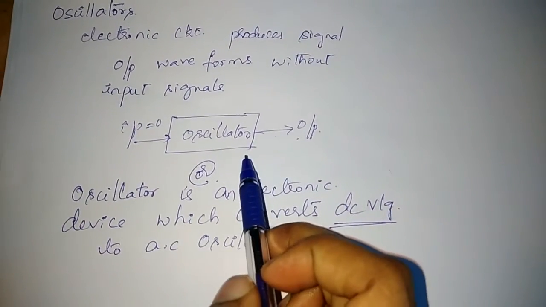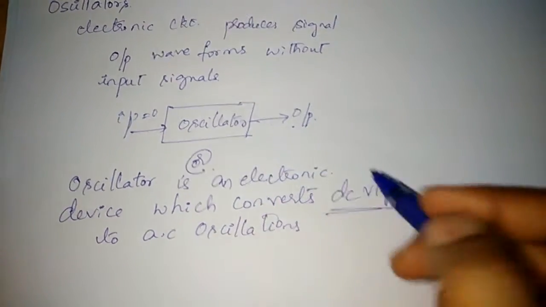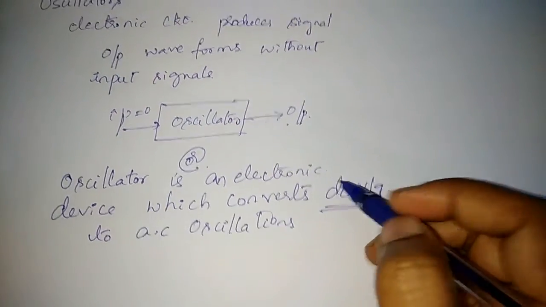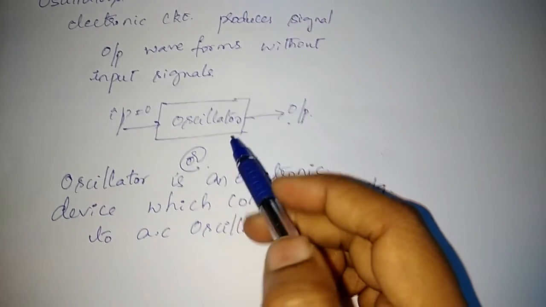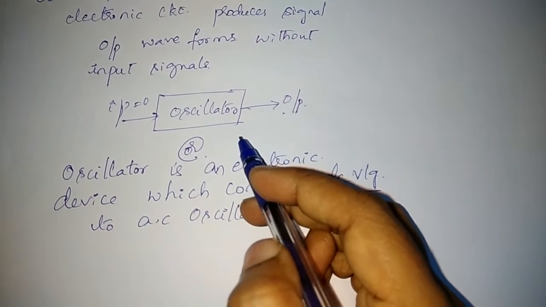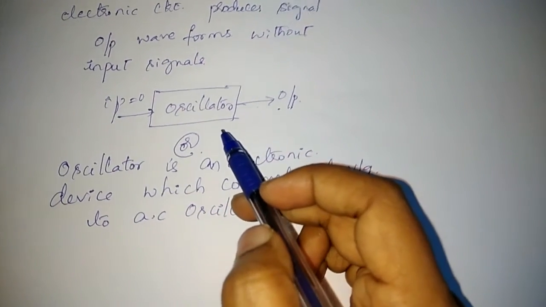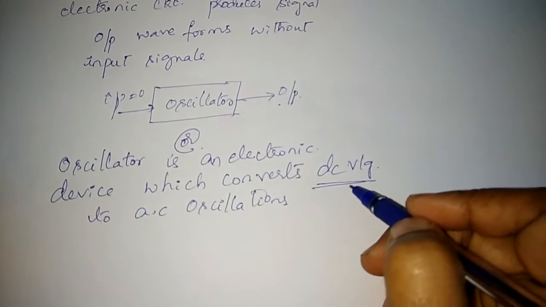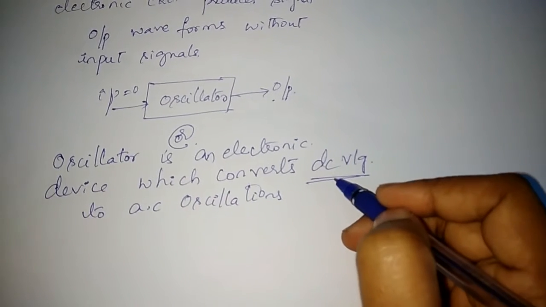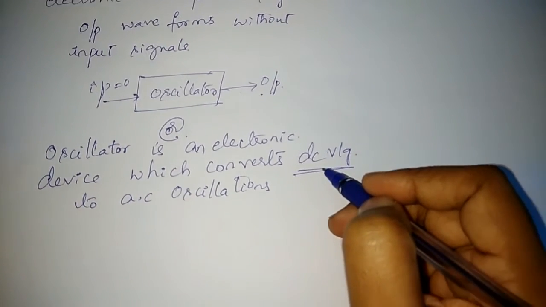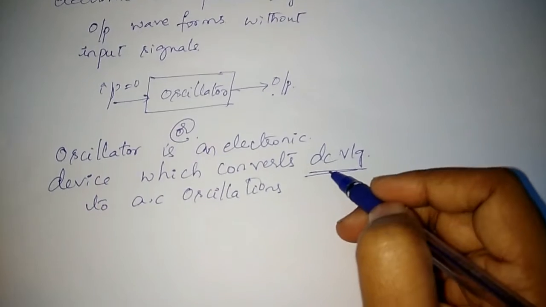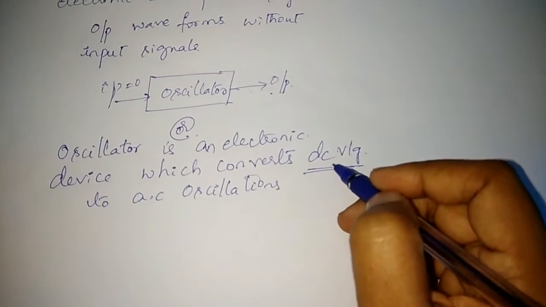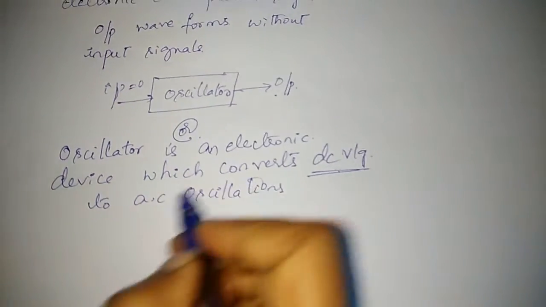Any component you have to give some voltage, right? Biasing voltage. For a transistor, here we are using a transistor that will be connected as your oscillator. For the transistor to operate, you have to supply some biasing voltage. That biasing voltage is nothing but a DC voltage. So that DC biasing voltage is converted into your AC oscillations.